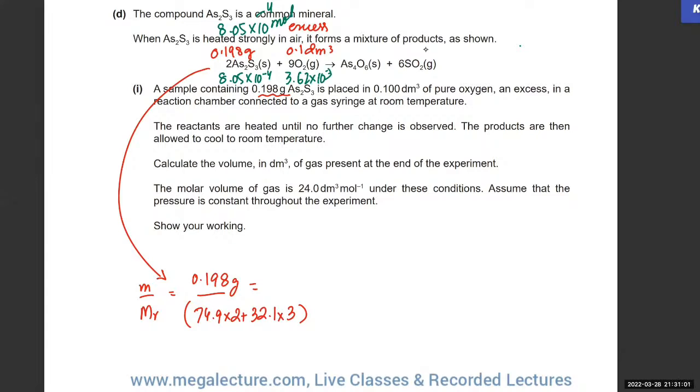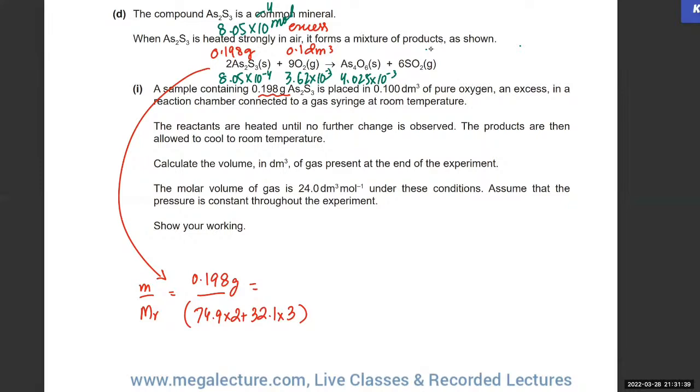What about the next one? 8.05 divided by 2 into 1. So basically it's just divided by 2. What do you get? 4.025 times 10 power minus 3.